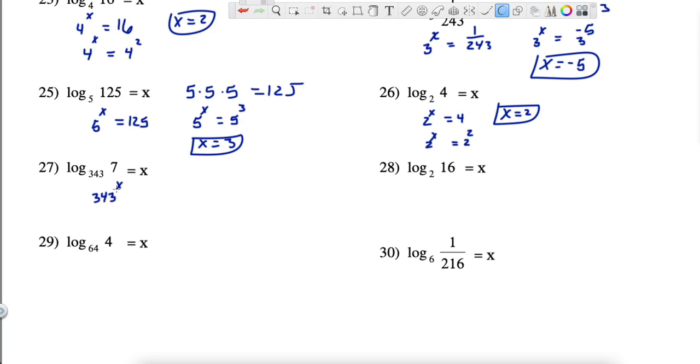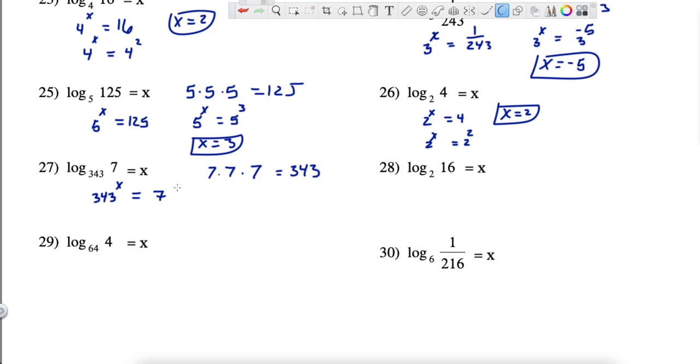343 to the x equals 7. For this one, what we want to try to do is see how many 7s go into 343. So 7 times 7 is 49, times 7 is 343. Let's double check that: 49 times 7, 343.